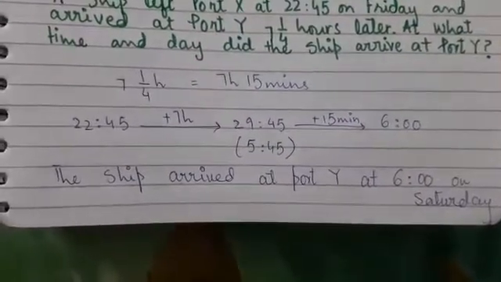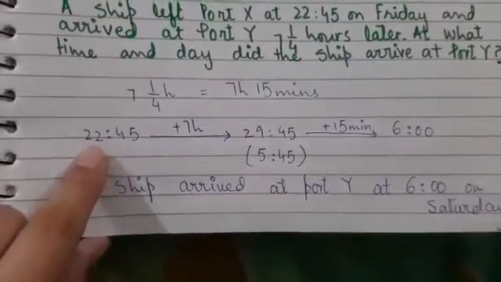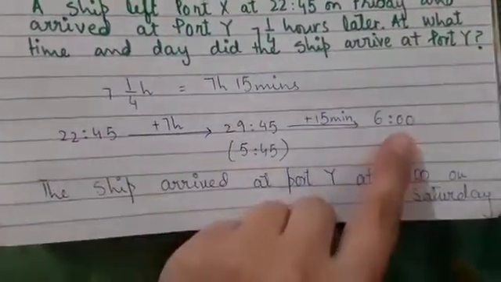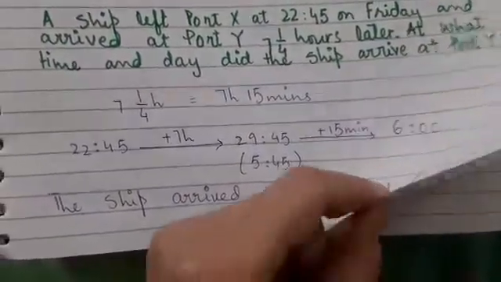You can also write it as 6 a.m., as the time in the 24-hour clock was 22:45 and the next time is 6. So this 6 will be the time of the morning. So you can also write 6 a.m.